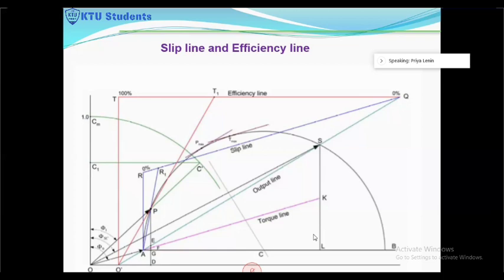Then there is another question. What is a torque line, and why is it called a torque line? Torque line means you can see here. Here you can see the torque line. The torque line means you are dividing this point. You are having the total.